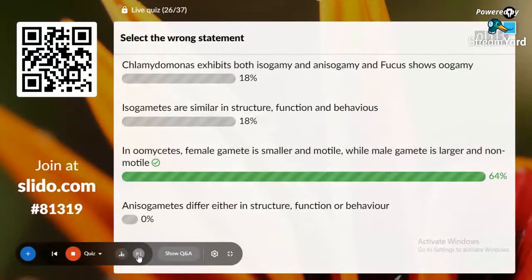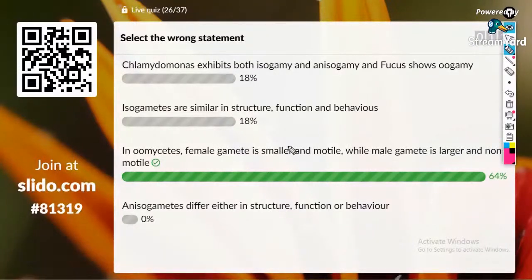Absolutely correct, guys. 64%, you have rocked the session. 64% of you have voted with the answer option C. Because in oomycetes, the female gamete is large and non-motile. The sentences are interchanged. The female gamete is not smaller, the female gamete is larger, and it is not motile. Whereas the male gamete is smaller, and the male gamete is motile. Clear?